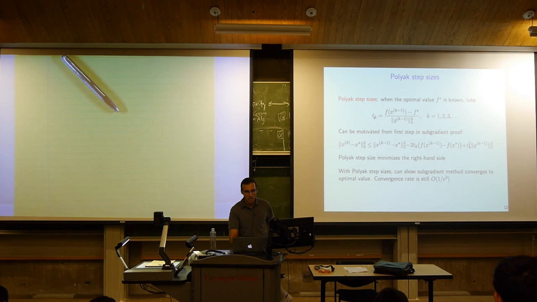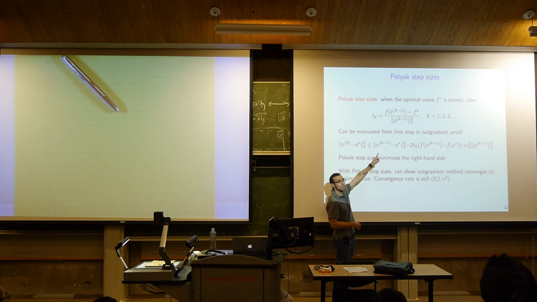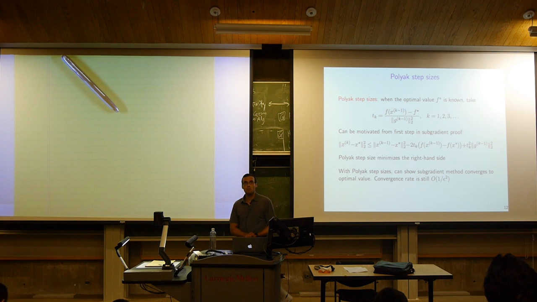And with this step size, we still know that even though it's changing over the course of the algorithm, and it's being affected by the norm of the subgradients, it still gives us a convergence rate of 1 over epsilon squared. Okay, so in terms of rate, it's still no better than what we were doing with a carefully chosen fixed step size to get an epsilon suboptimal solution.